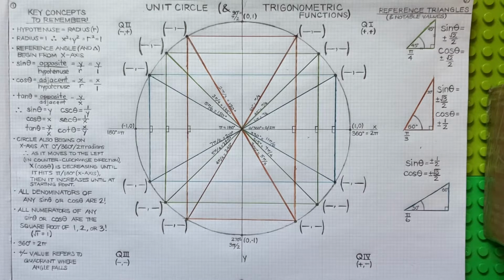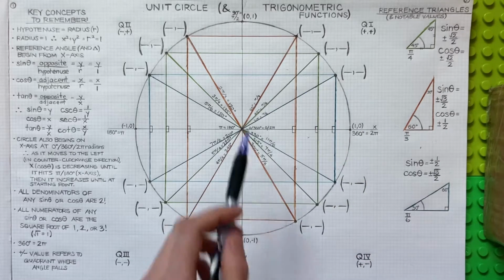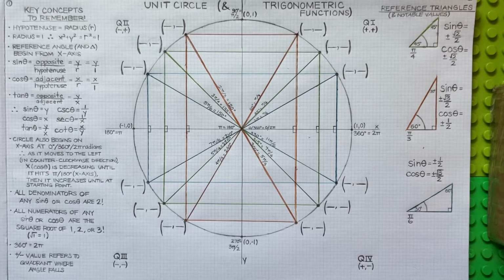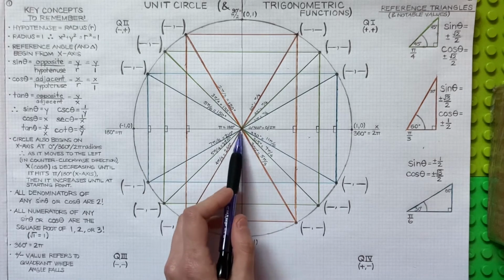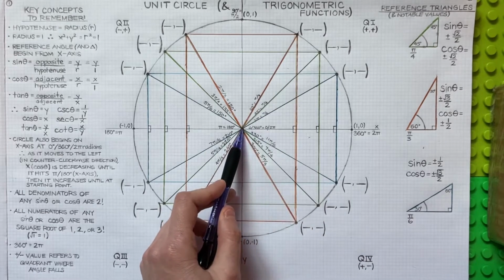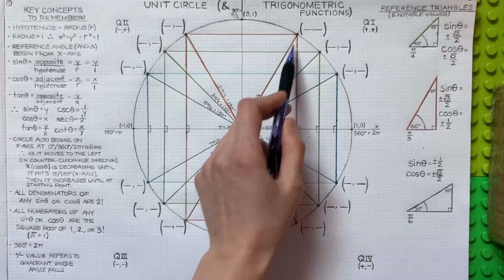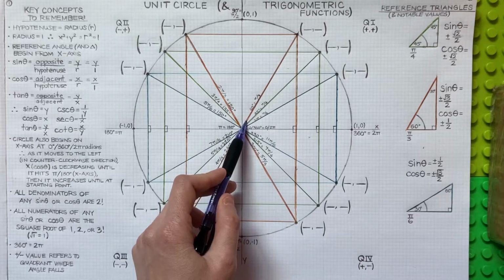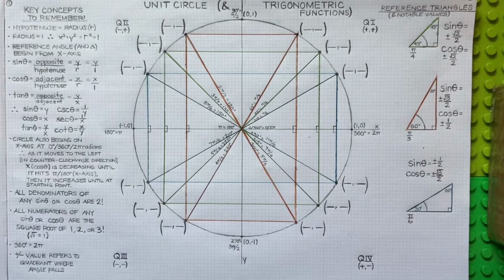So in this circle, the radius is 1, and the radius for any given triangle on this circle is the hypotenuse of that triangle. This makes it easy to calculate the sine and cosine because the sine is, let's look at this orange triangle here. The sine is going to be the y value, because it's the opposite from the angle, over the hypotenuse. And since the hypotenuse is the radius, which equals 1, we can just say that the sine of the angle is going to be equal to the y value of the coordinate.